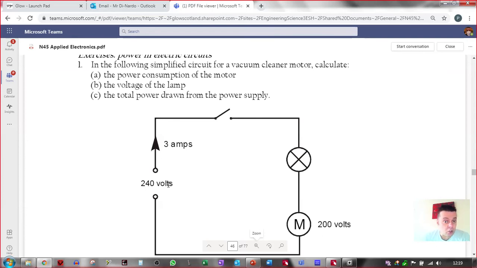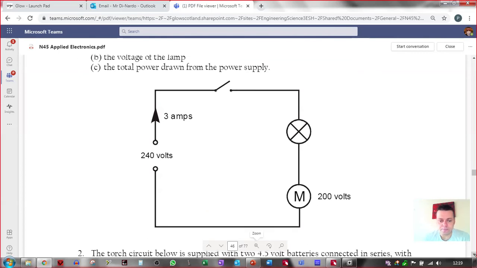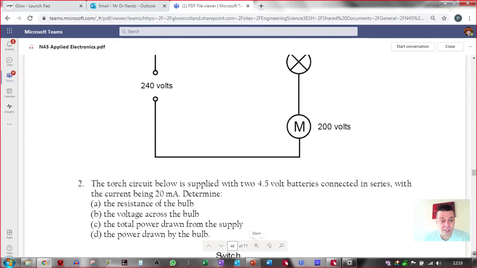And then when you come to do the last part, total power drawn from supply, just use the supply voltage and the supply current to work out the power in the supply. So the power in there would be, what's that, 4 times 320, 720 watts is what you would arrive at for the power in part C. You need to write it all down and do the questions. That's the process, okay?